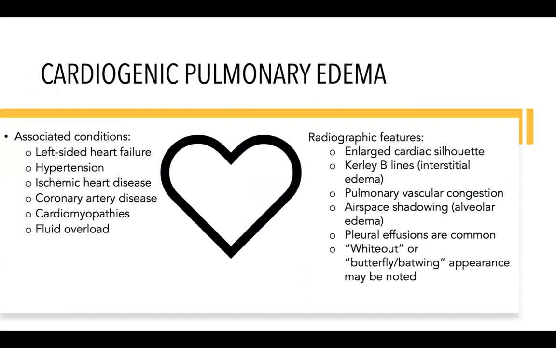Cardiogenic pulmonary edema is the result of left-sided heart dysfunction or failure leading to fluid buildup in the lungs. Conditions associated with cardiogenic pulmonary edema include left-sided heart failure, hypertension, ischemic heart disease, coronary artery disease, cardiomyopathies, and fluid overload. Radiographic features consistent with cardiogenic pulmonary edema are an enlarged cardiac silhouette, interstitial edema, pulmonary vascular congestion, pleural effusions, whiteout or butterfly fluid pattern, and curly B lines, which will be discussed in the following slide.